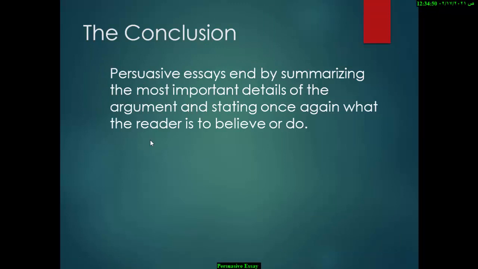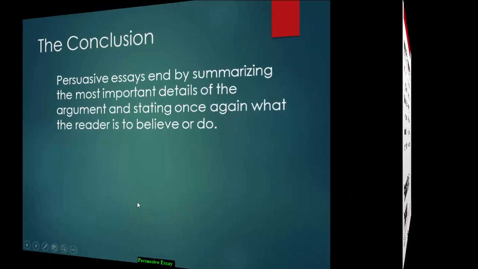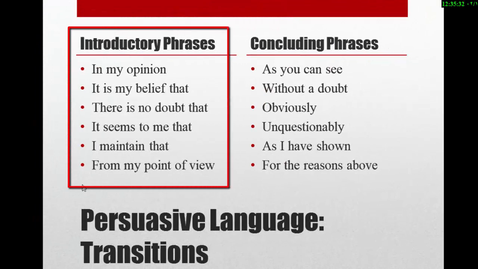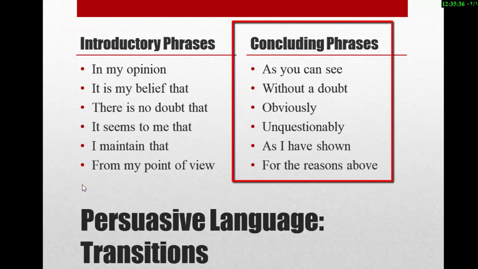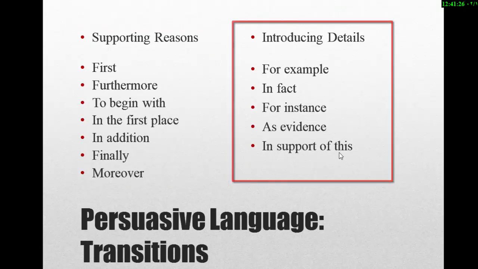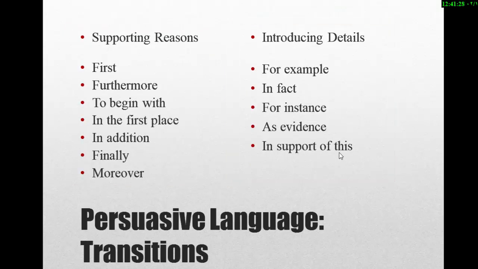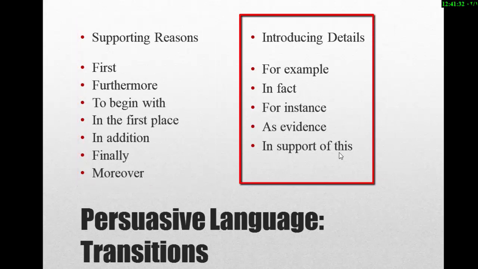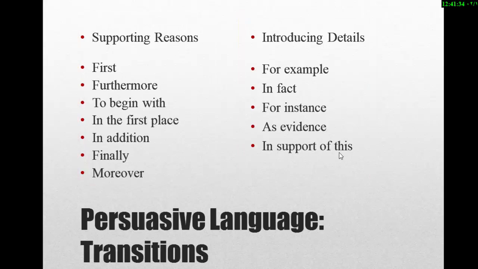You should end by summarizing the most important details of the argument and stating once again what the reader is to believe or do. These are some of the introductory phrases: In my opinion, it is my belief that, and so on. And on the right here, these are some of the concluding phrases. And these are some transitions that you can use to introduce supporting reasons. And on the right, these are some transitions that you can use to introduce details.